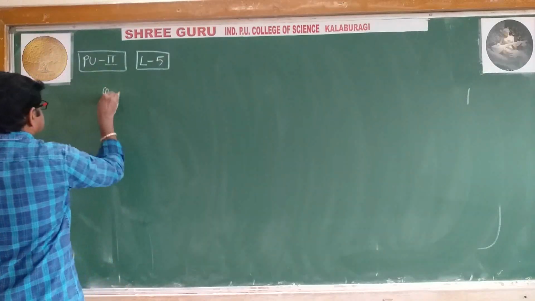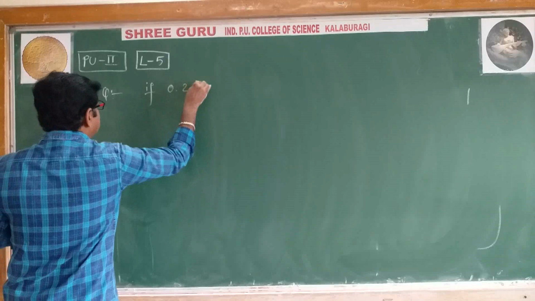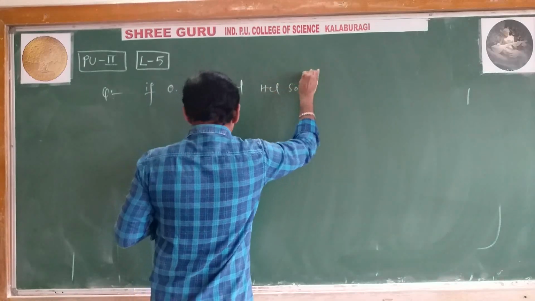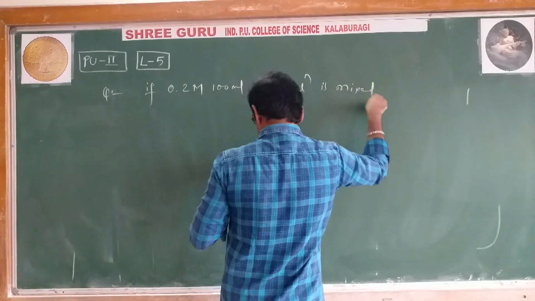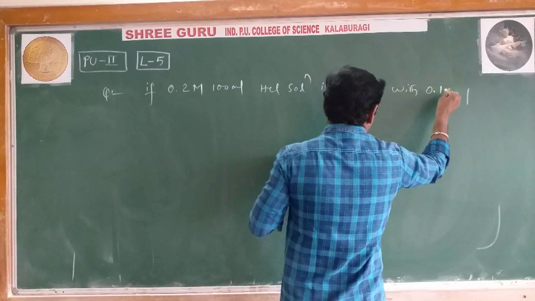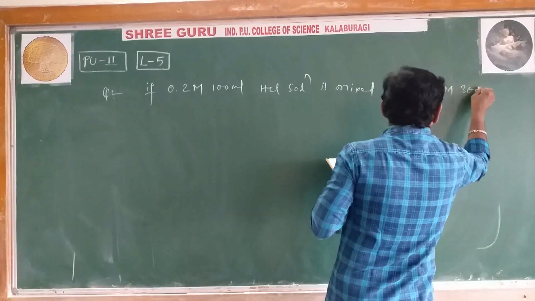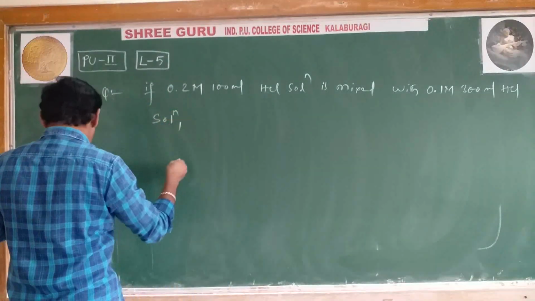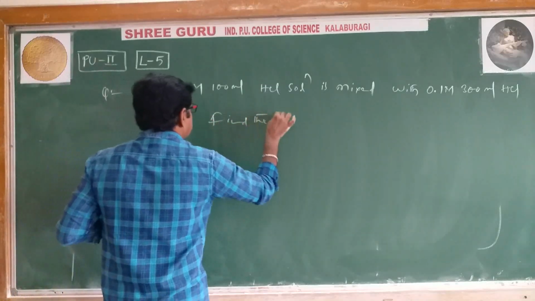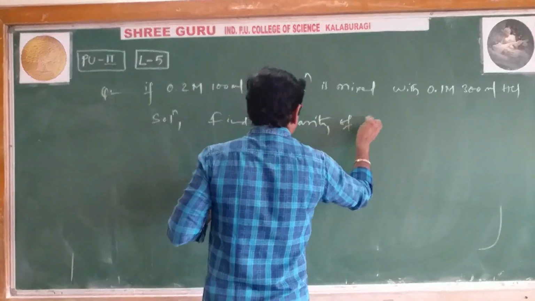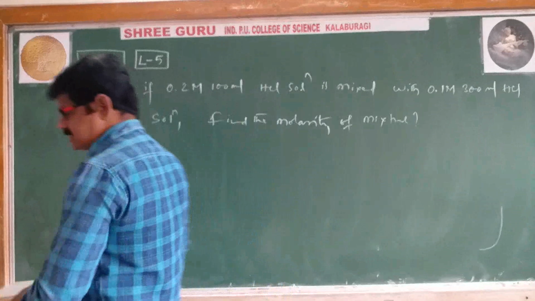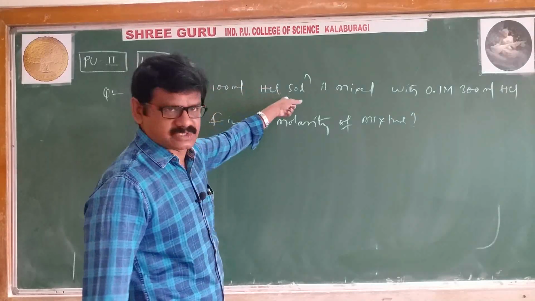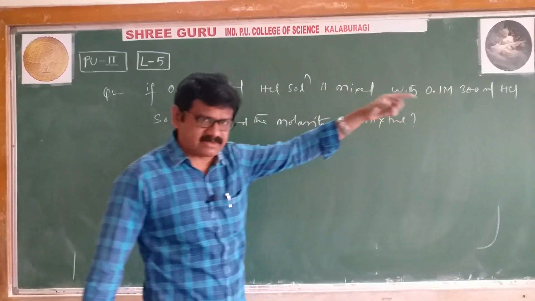The question is like this. If 100 ml of 0.2 molar HCl solution is mixed with 300 milliliters of 0.1 molar HCl solution, find the molarity of the mixture. Find the molarity of the mixture is the question. That's it. We'll try to understand the phenomenon. 0.2 molar, 100 ml of HCl solution is mixed with 0.1 molar, 300 milliliters of again HCl only.